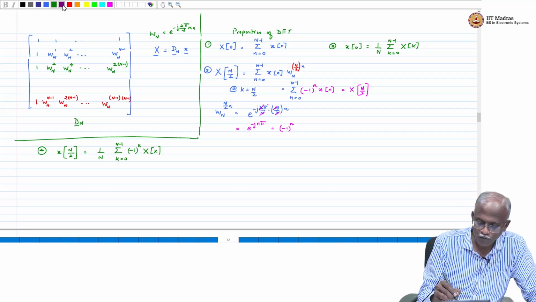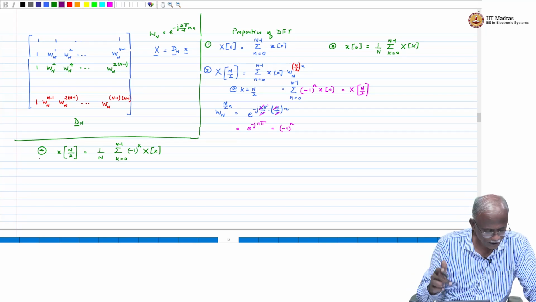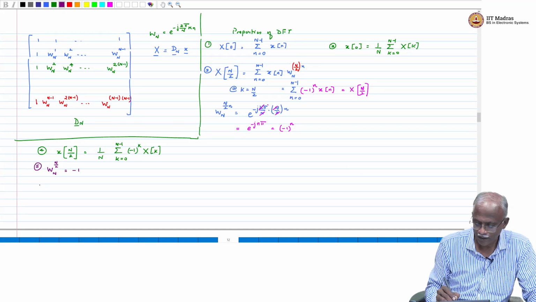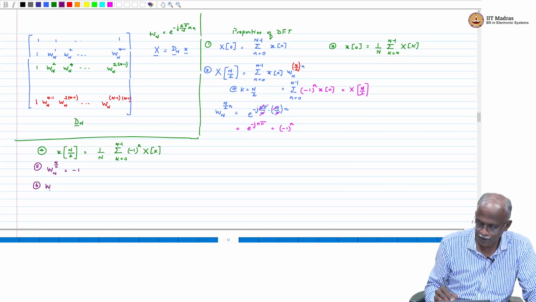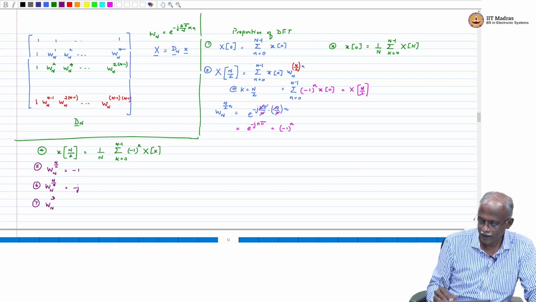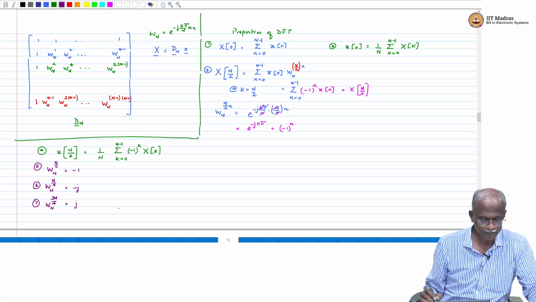Now, here are a set of additional properties that I would like you to be able to verify, and so here is property number 5. Okay, please verify. Just now we verified the W_N raised to the power N by 2. This is equal to minus 1. That's a property that we have just now verified. Okay, number 6, W_N to the N by 4, that will be equal to minus j. Property number 7, W_N to the 3N by 4. Just substitute the expression for W and verify. This will be equal to plus j.